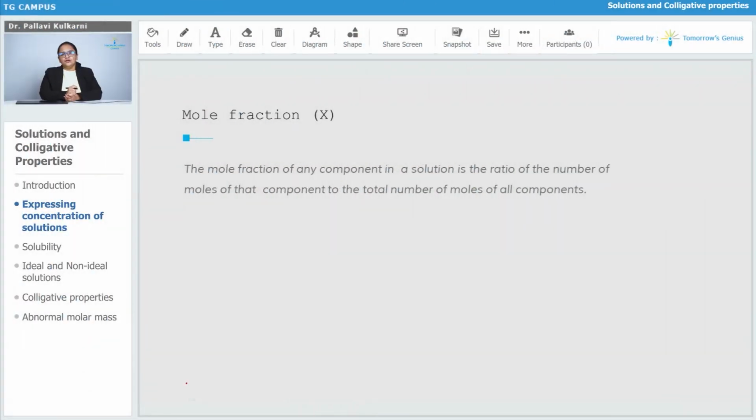Next is mole fraction, denoted by the symbol X. Now this is also very important. This mole fraction will give you the ratio of the number of moles of a selected component to the total number of moles of all components. So what is it? Let us see.